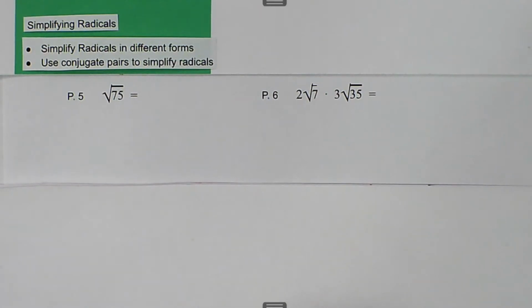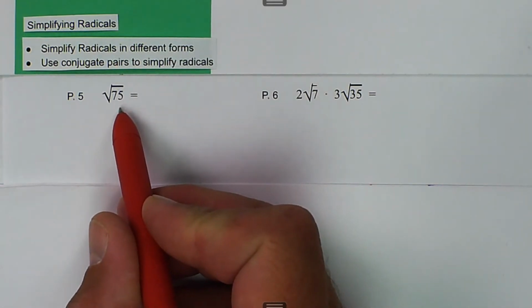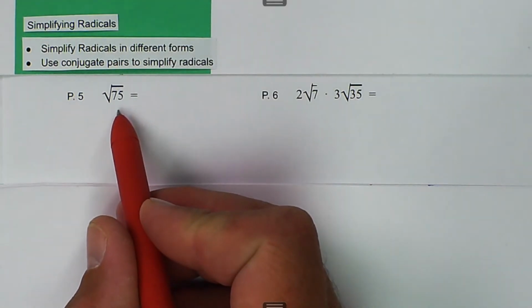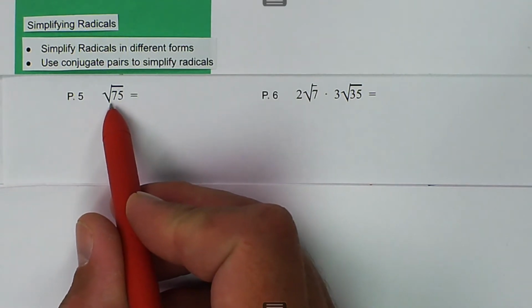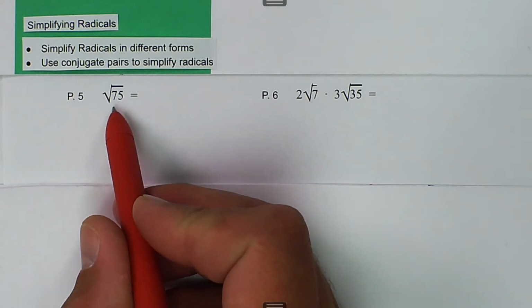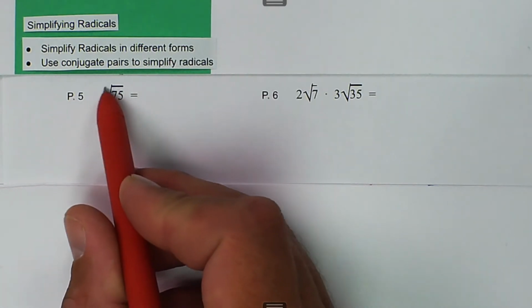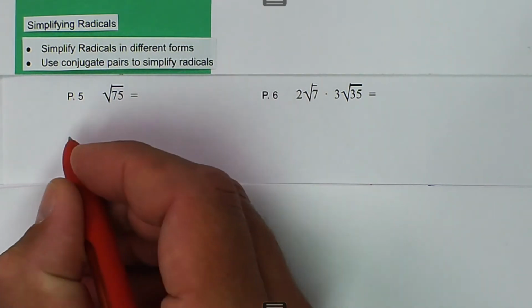We're talking about simplifying radicals, and we want to simplify radicals in different forms. So here we have the square root of 75. What I really like to do is break the number down under the radical, or the radicand, as much as possible and see if I have anything that matches the number that's outside of the radical, or the index.